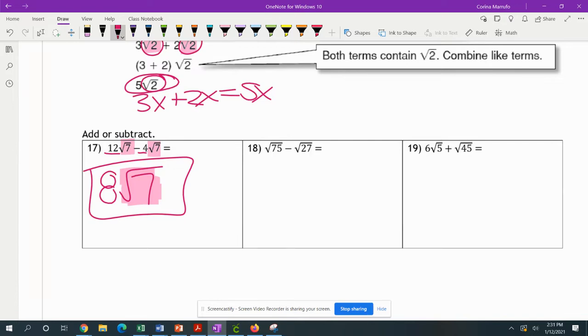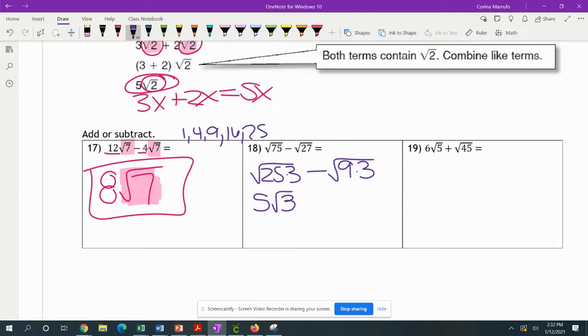Okay, now this one we do not have a common square root, so we are going to have to simplify it. So 75, we're going to see which one of our perfect squares multiplies to give us 75. Okay, if you don't remember your perfect squares, they're 1, 4, 9, 16, 25. Well, 25 times 3, I know gives me 75. Okay, minus 27. 27 is the same thing as 9 times 3. Now we can take the square root of 25 and get a whole number. That gives us 5. We can't take the square root of 3 and get a whole number, so that stays trapped in the square root.